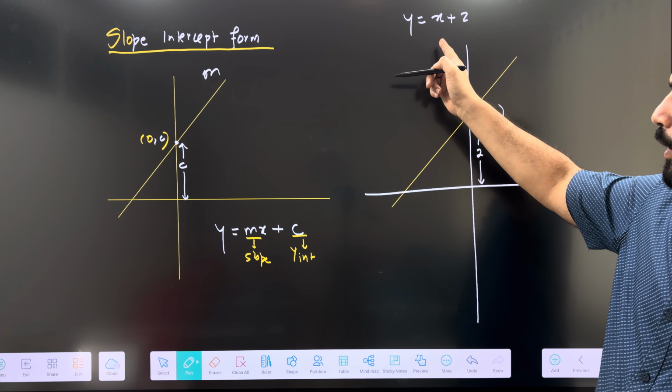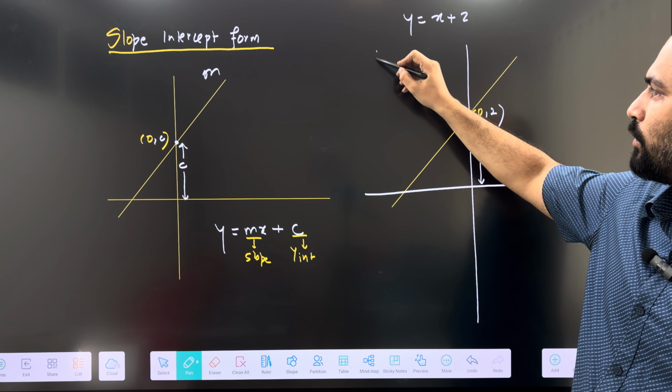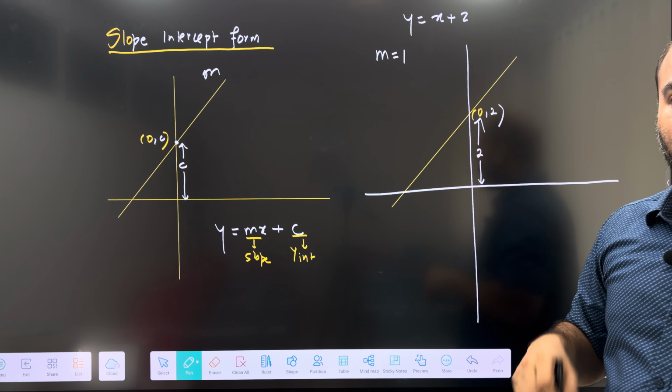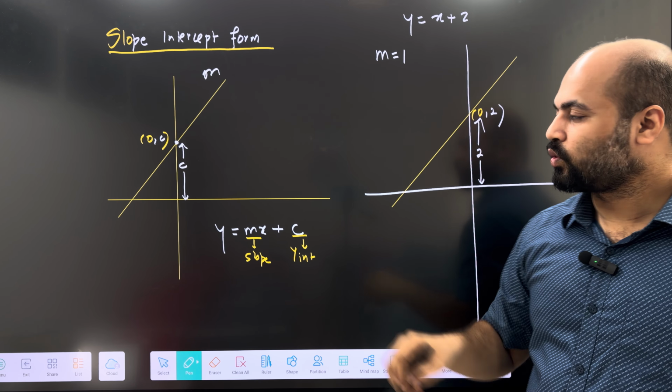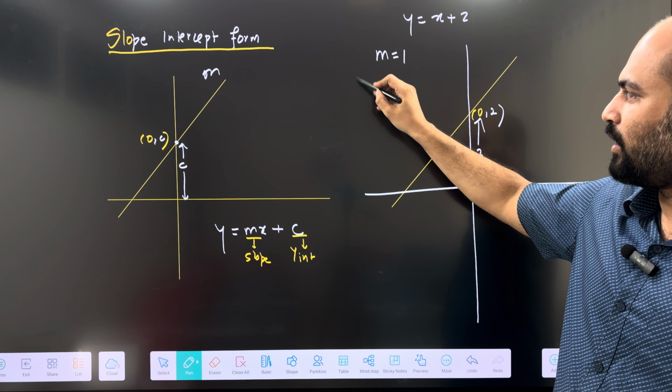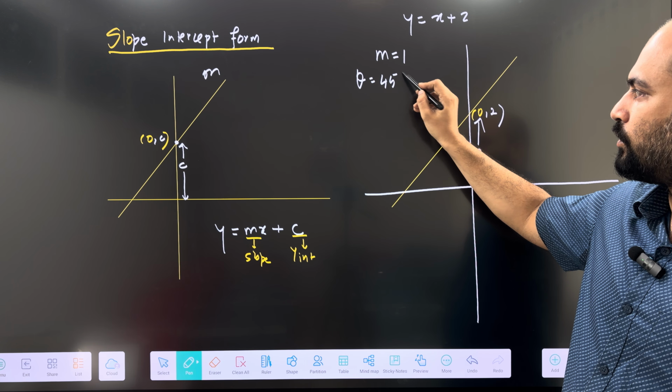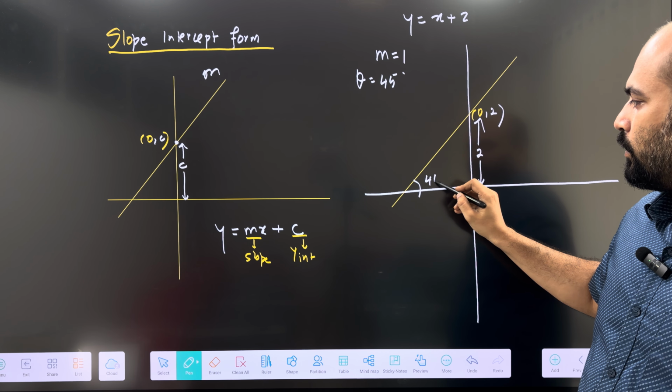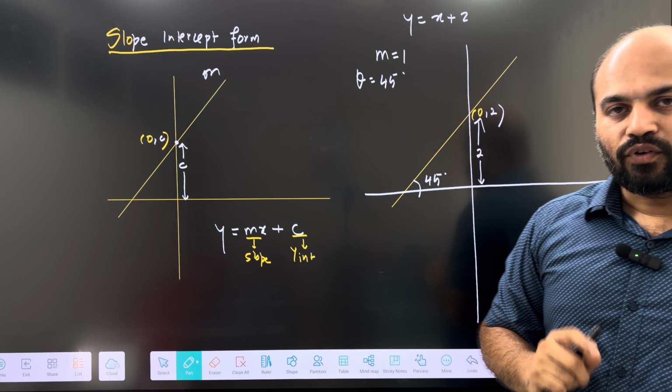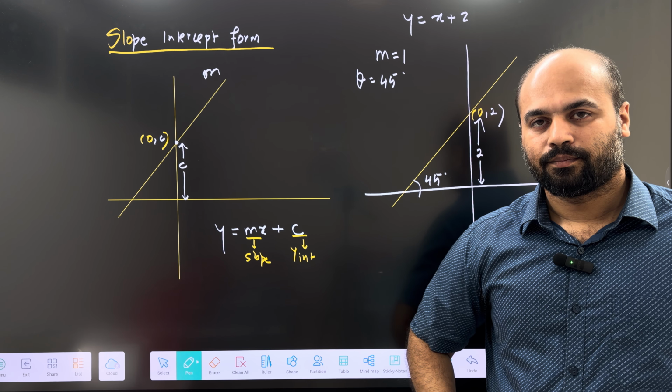So compare this equation with this equation. This implies that m is 1. Now m equals 1 also implies one more thing, that the angle made is 45 degrees with the x-axis, because tan of 45 is actually 1.